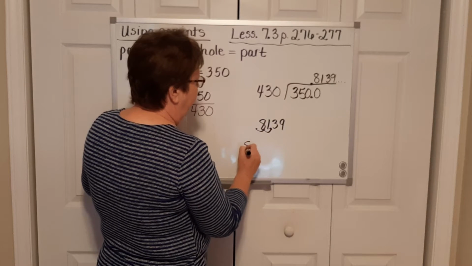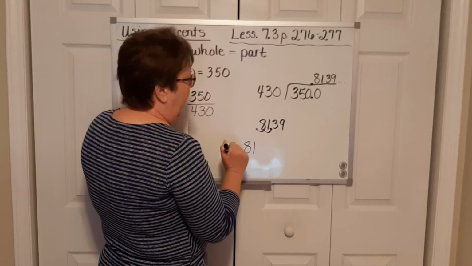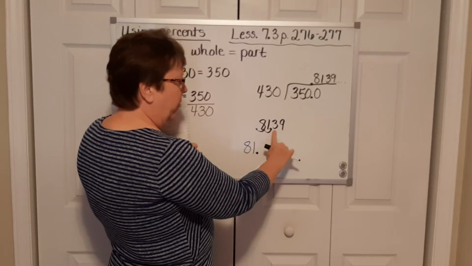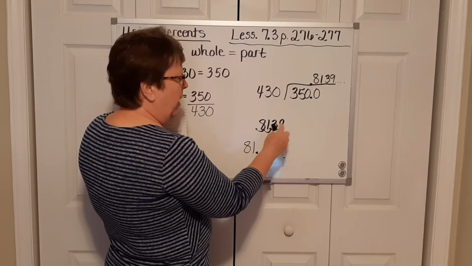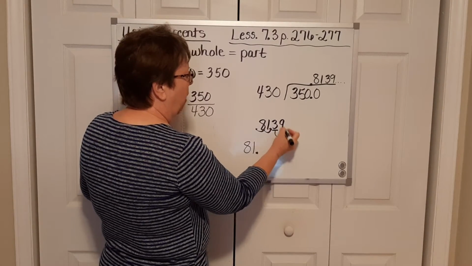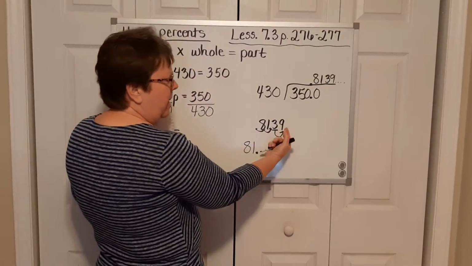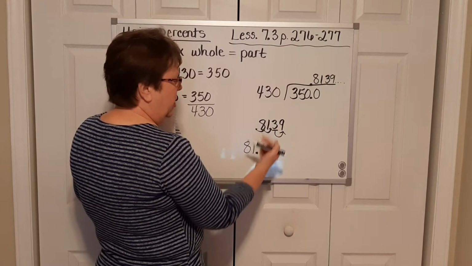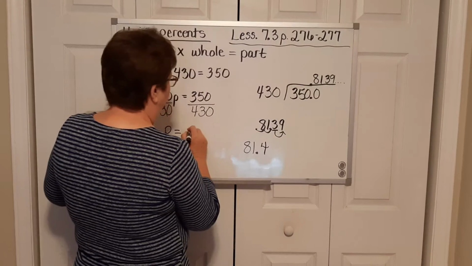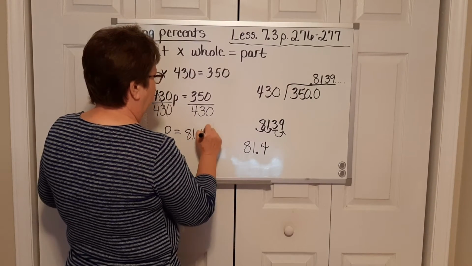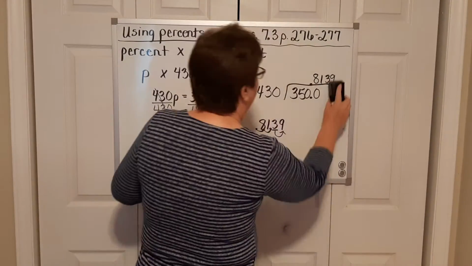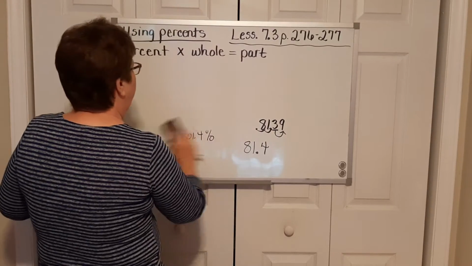So we would have 81 and point, and it says round it to the nearest tenth. Here's what's in the tenths column. To help you know if the 3 is going to stay the same or go up, you look at the number to the right, which is a 9. Since that number is 5 or higher, the 3 has to go up to a 4. So your answer would be 81.4%. That's example 1. Let's go on to example 2.